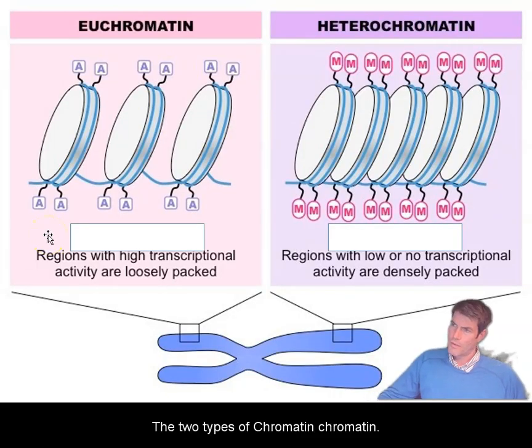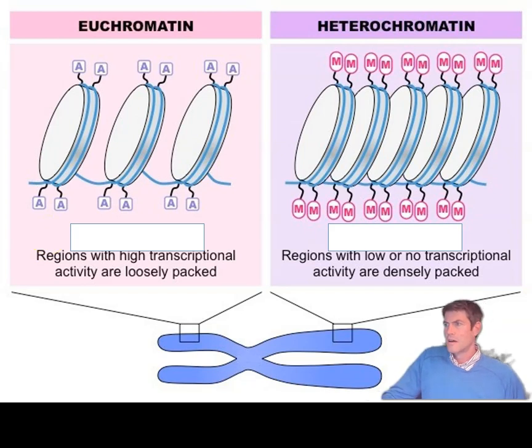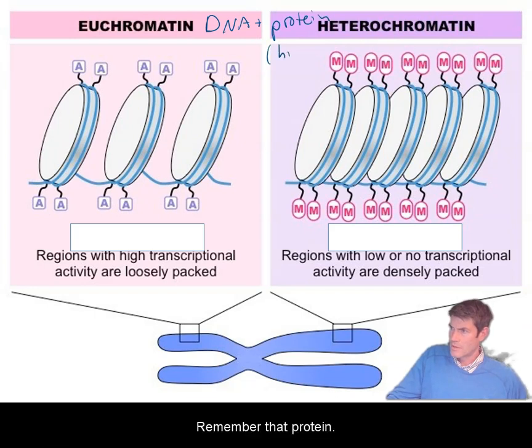So two types of chromatin. Remember the chromatin, that's the DNA plus the protein. Let me switch up my color. DNA plus protein. And remember that protein, it's called a histone protein.